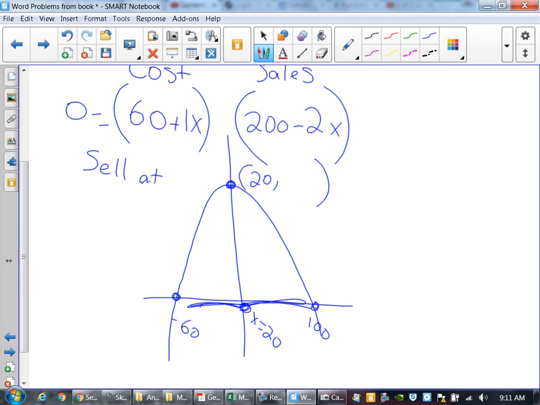80. My x value is 20, so that means I sell them at $80. And how many will I sell? Well, 2 times 20 is 40, and I will sell 160 of them. Sell them for $80, and I will sell 160. That's how I maximize my profit.